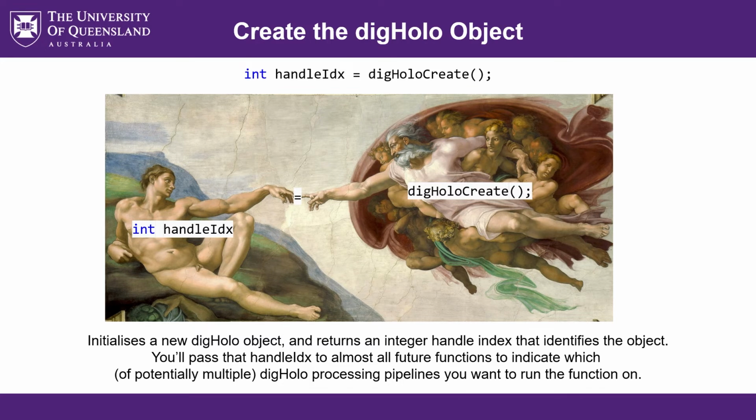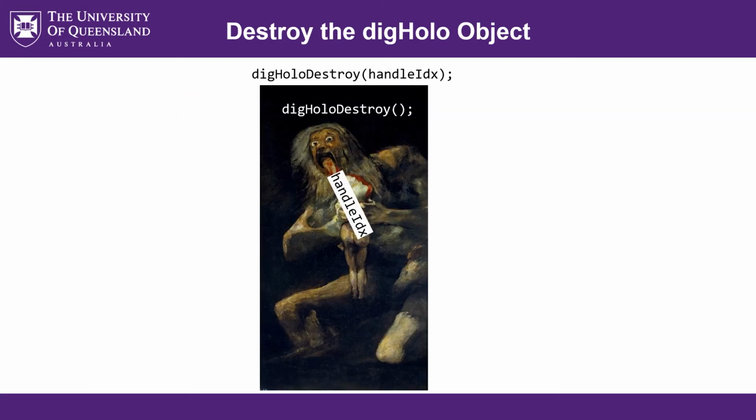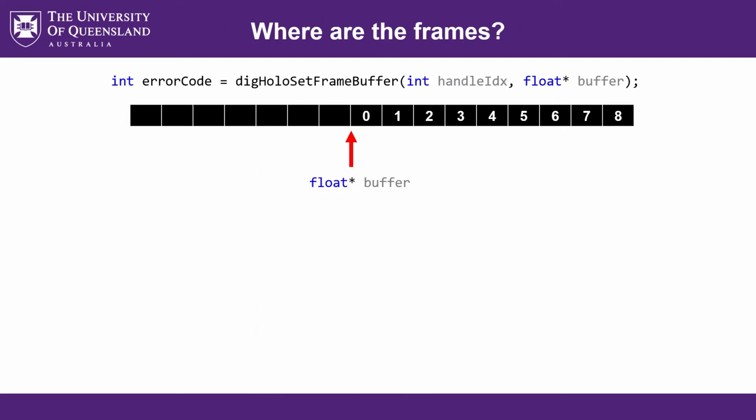And we'll pass that integer to just about every digHolo function after this so that it knows which pipeline we're talking about when we're sending instructions. Afterwards, when you're done with the object, we should destroy it to free up its associated memory. Likely the next thing you'll have to do is tell digHolo where the frames are. Ideally your frames should be single precision float 32s. Your camera is probably giving you integers in the lab. There are routines to specify the buffer as an unsigned int16 array.